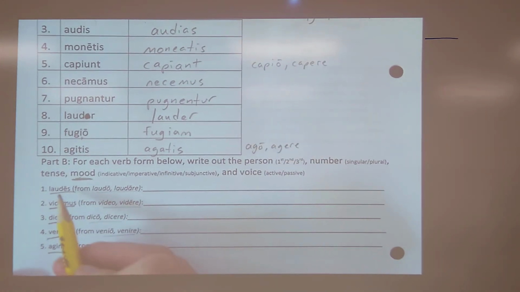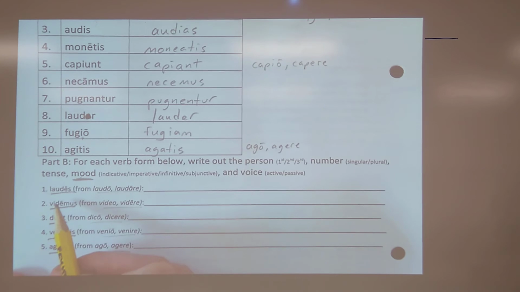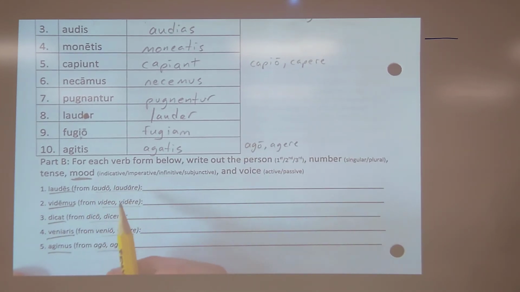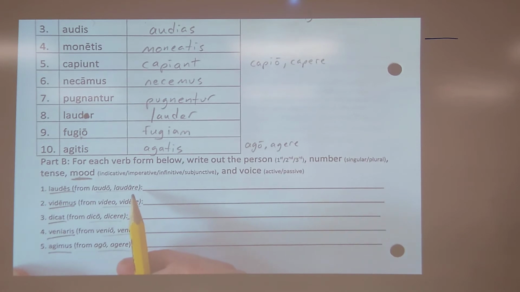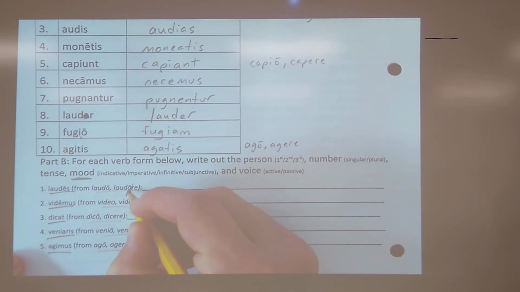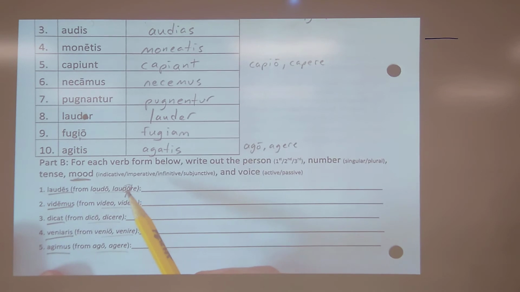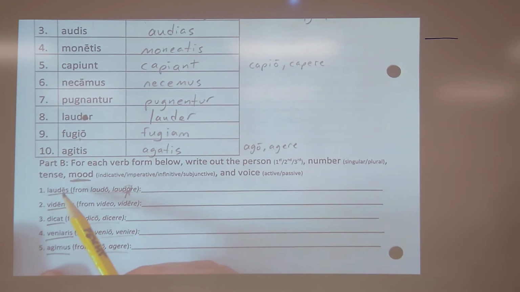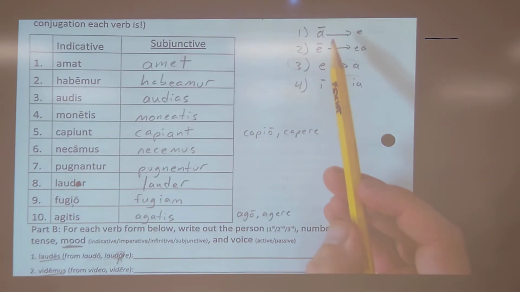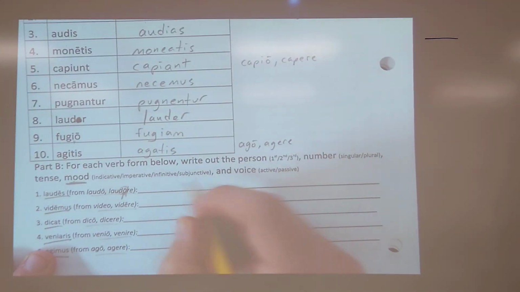All right, if you have a verb that is laudes, and you know that it comes from laudo, laudare, a first conjugation verb, what's your stem vowel for the first conjugation? Laudo, laudare, chop off the re. Your stem vowel is a long A. Well, if you go from a long A to an E, it's subjunctive. So this one is subjunctive mood.